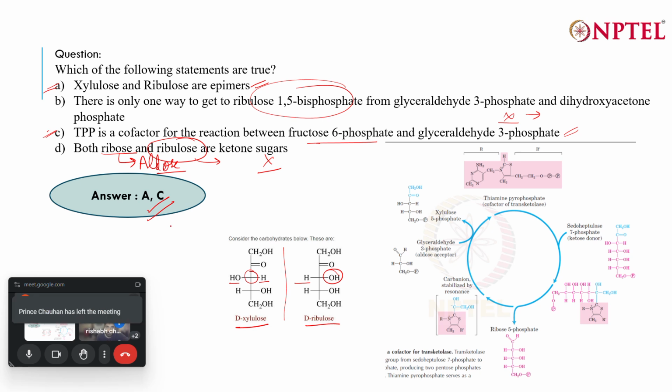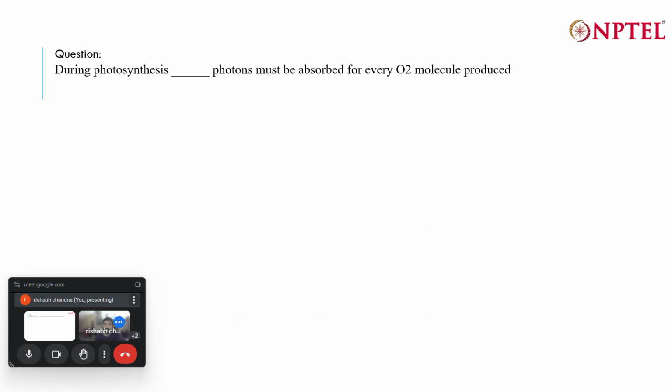Okay, so any doubt? So let's move on to the next question. During photosynthesis, how many photons must be absorbed for every oxygen molecule produced? Just now we discussed this question.